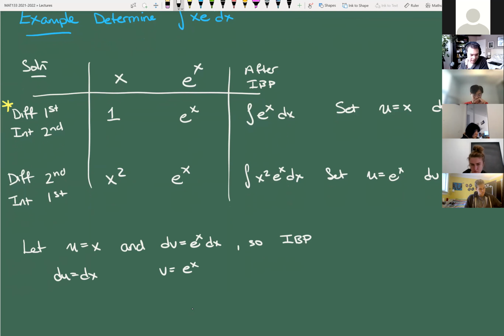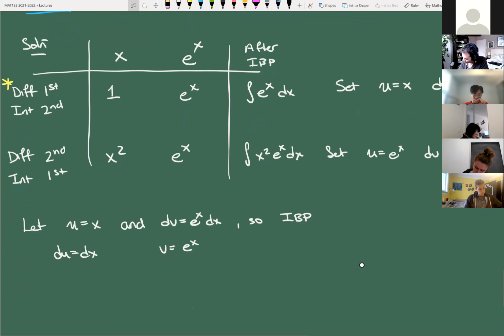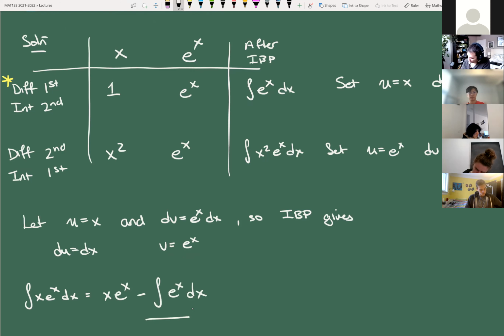So IBP, and you can write IBP if you want, because nobody wants to write down integration by parts. So we get, and every single time I do integration by parts, I do uv minus the integral of v du. Right? And like I promised you, there's that integral. I could just eyeball it. I knew what it was.